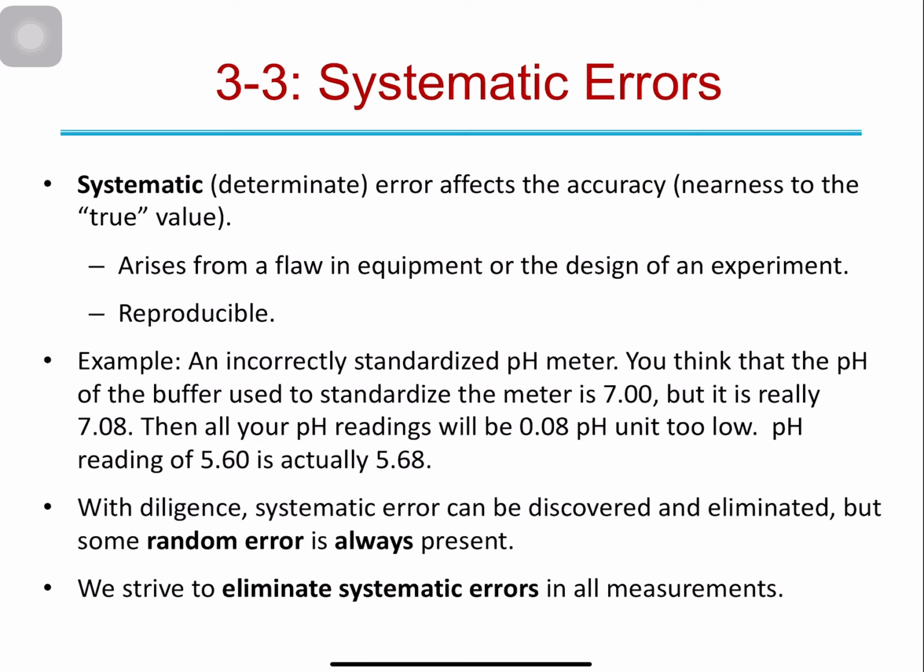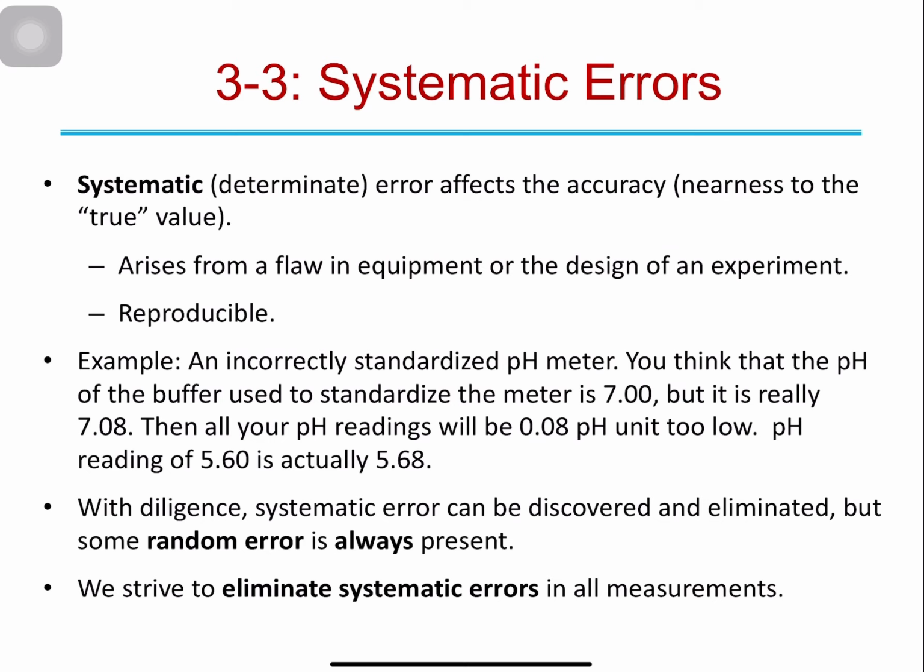incorrectly standardized pH meter. So if the pH meter is wrongly calibrated, for example, if you use a buffer that is used to standardize the meter, if the pH of the buffer used to standardize the meter is 7, but it really is 7.08, then the pH reading will always be 0.08 pH unit too low, which means you should have been using a buffer that has a pH of 7, but instead you used a buffer that the pH of it is 7.08. So when you standardized your pH meter, you standardized it wrongly.